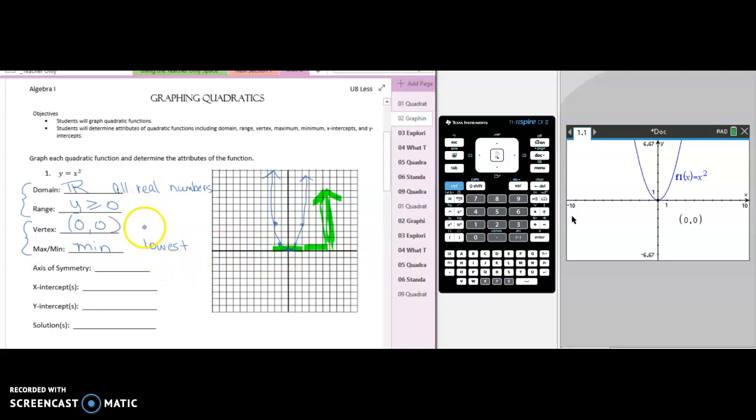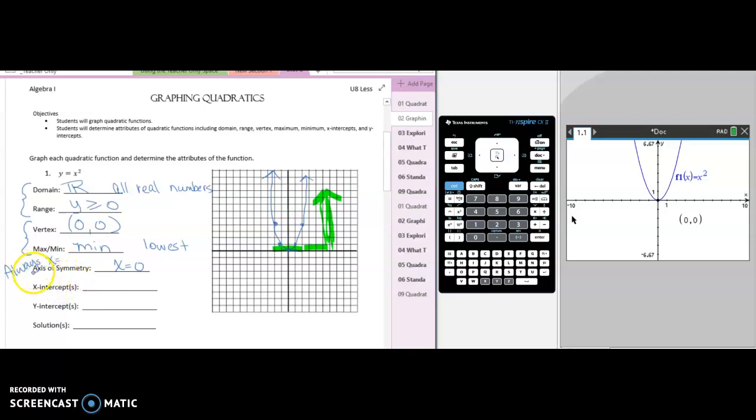If you remember from your notes, we said the axis of symmetry was x equals h, and that's from the vertex form of a quadratic. Now, axis of symmetry is always x equals. If you look at this graph, the axis of symmetry is going to be x equals 0 in this case, because right down the middle, it splits that graph in half at x equals 0. Okay?